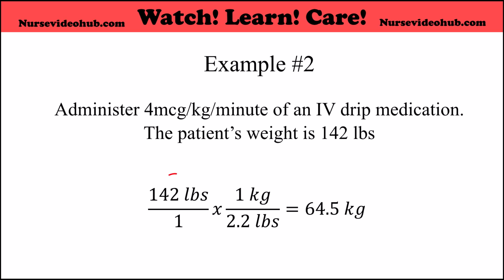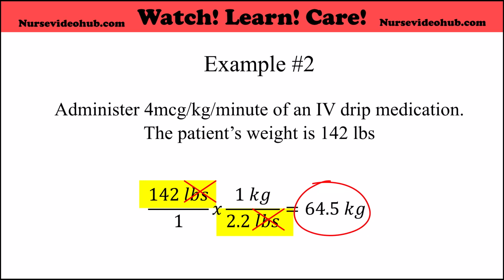Place the original measurement as a fraction over 1, 142 pounds over 1, and multiply it by the conversion factor, 1 kilogram over 2.2 pounds. The pounds cancel out, and then you multiply across. 142 divided by 2.2 equals 64.5 kilograms. This measurement is used to calculate the medication dose.